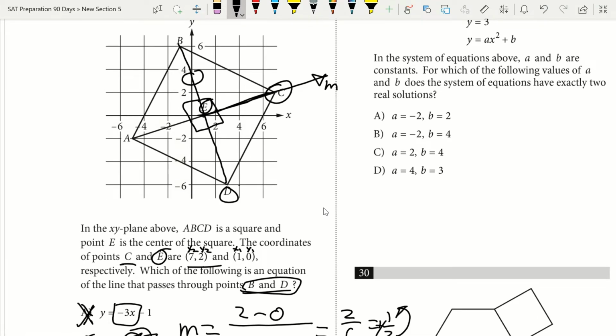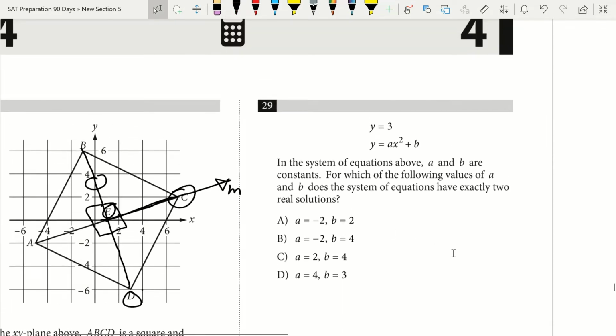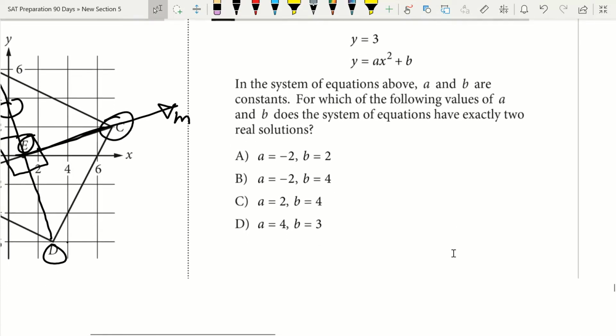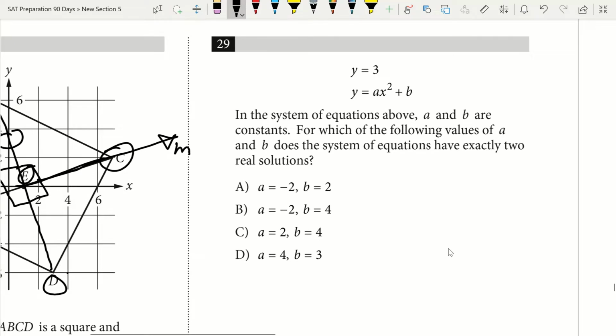So we've got a system of equations. A and B are constants. Which of the following values of A and B does the system have exactly 2 real solutions? What I'm going to look to do here is plug in this 3 that I have for y into my underneath equation.